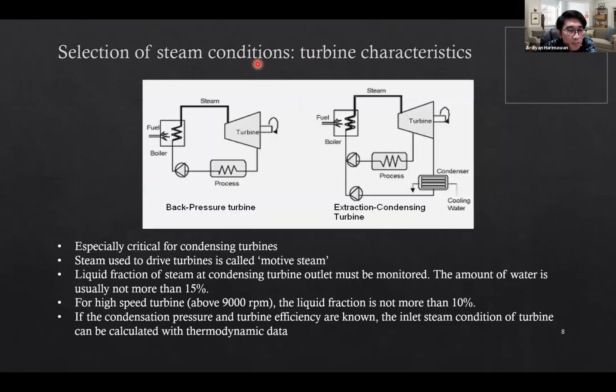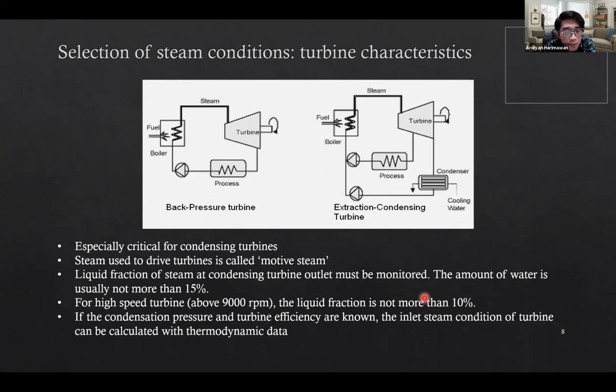And then selection of the steam condition based on the turbine characteristic is really important if the turbine is a condensing turbine, because it will create some condensate, right? The steam that is used to drive turbines, we usually call it motive steam. I don't know the term in Indonesian. So for condensing turbines, especially, the liquid fraction of the steam is one of the important parameters that we need to monitor. Usually the amount of water is not more than 15%. Then for high speed, it cannot go more than 10%.